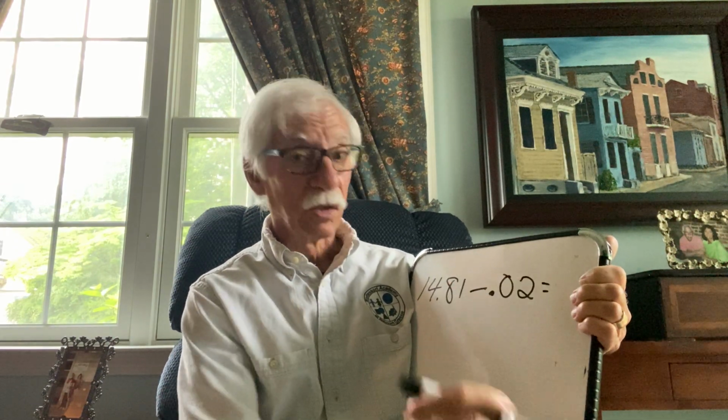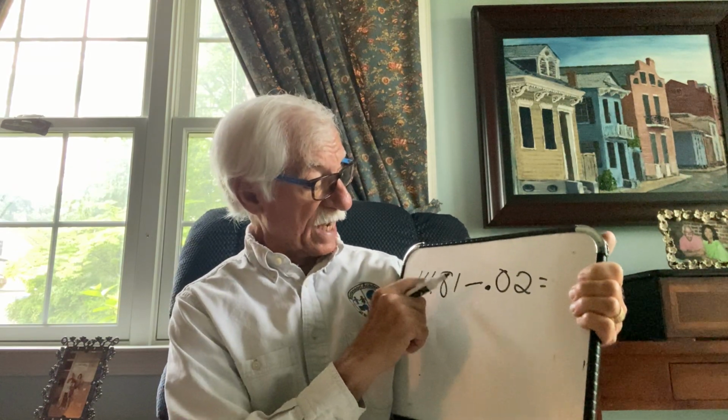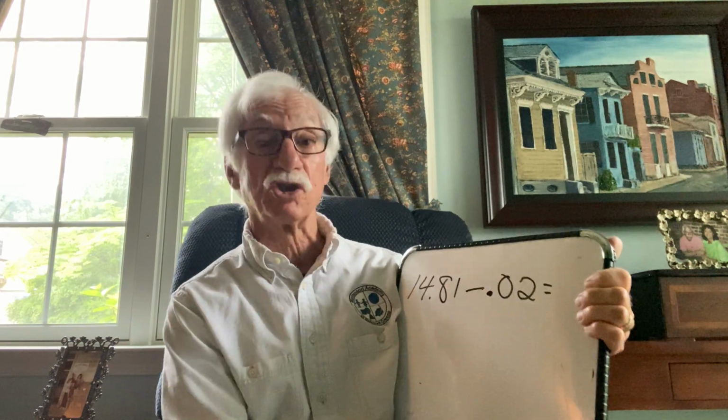All right, I'm going to give you one last one here. It's a tricky one. It's going to use all of your knowledge that you've learned so far in decimal fractions. We have 14 and 81 hundredths minus 2 hundredths equals. Mr. T, you're giving me a tricky one here. 14 and 81 hundredths minus just 2 hundredths.